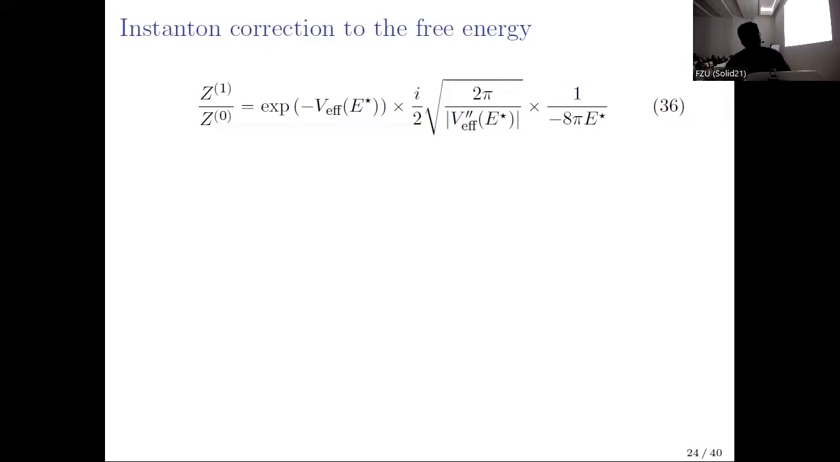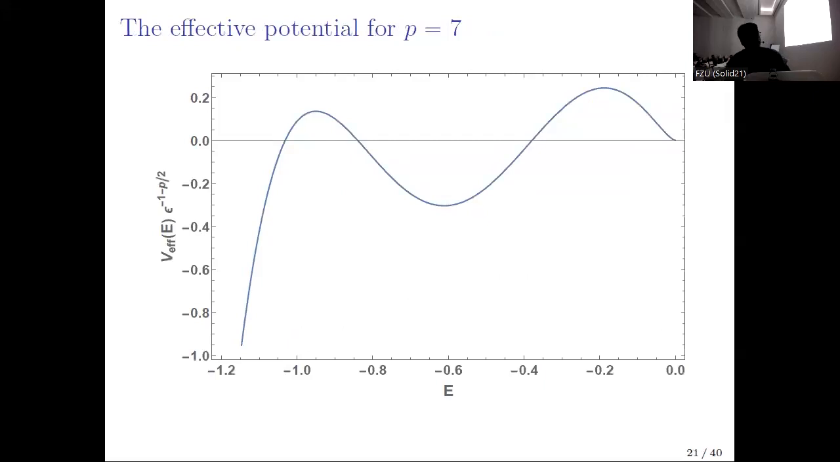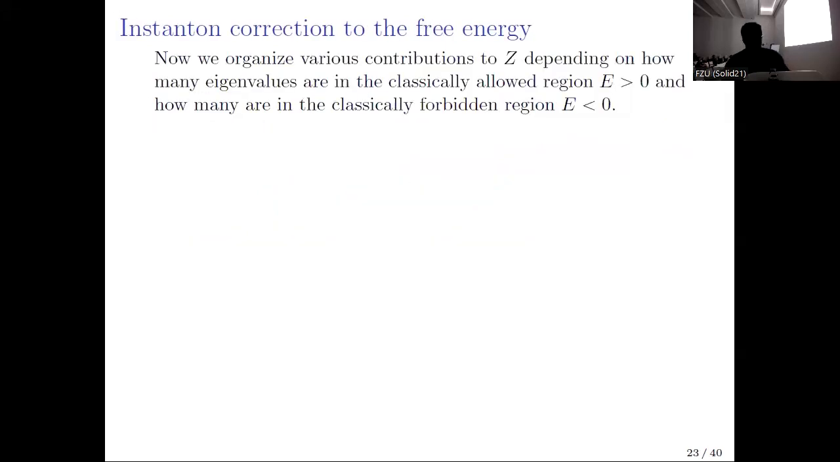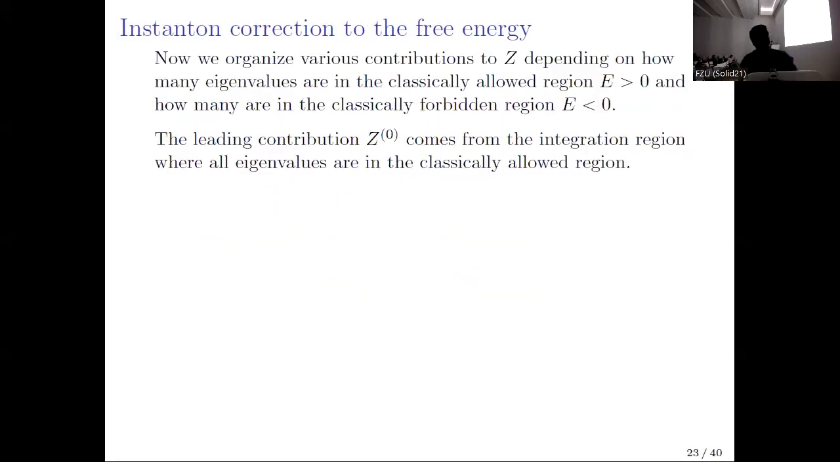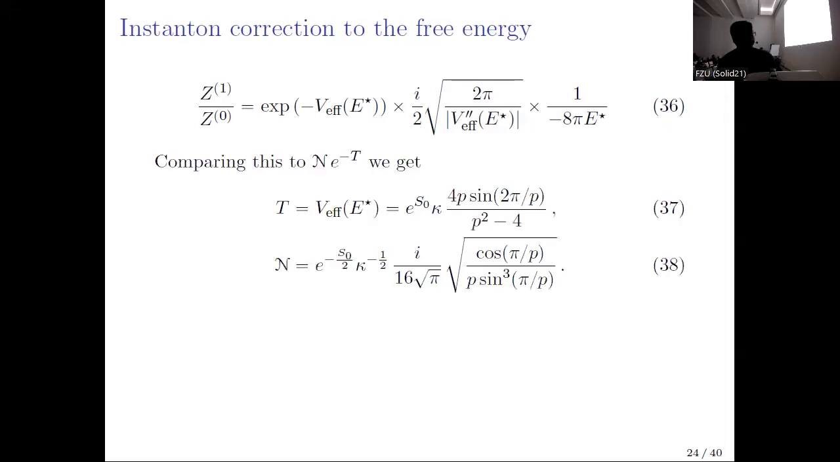So why there's an i here is because you notice from the graph that the first one I'm looking at is always a maximum. So since it's a maximum of the potential, it gives an i. And the 1/2 I will explain on the next slide.